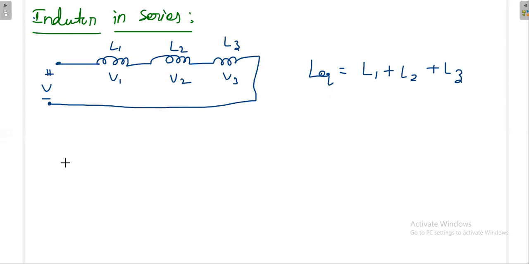Because in the resistance, V is equal to IR, and here also V is equal to L di by dt. That's it. Here instead of I, directly some differentiation is there, but that factor L and R comes in the numerator only.